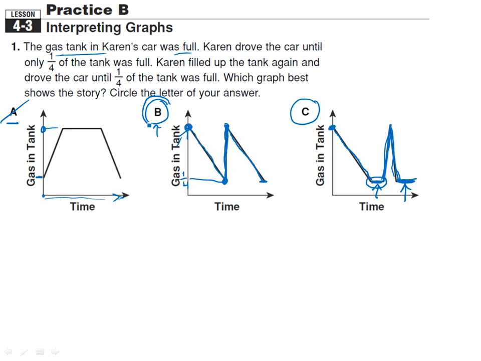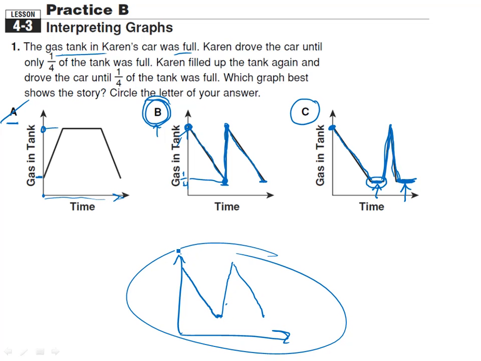So really B is a much better answer, but like I said, there are a couple little things that are missing from B. I think it should look more like this. A little bit of time while she stops, maybe pays for the gas, and then it's not exactly vertical, and then back down to 1/4. I think that's a better graph for this story.